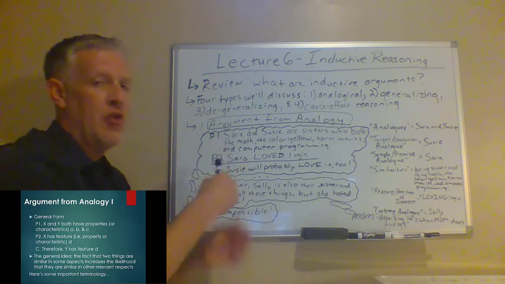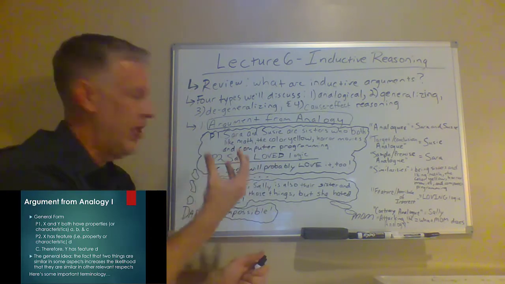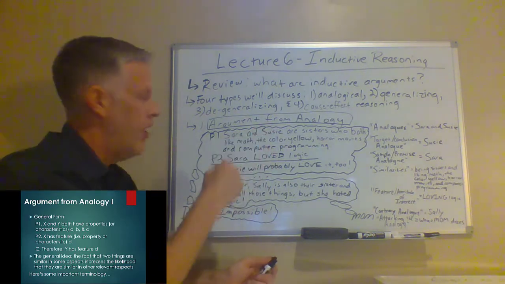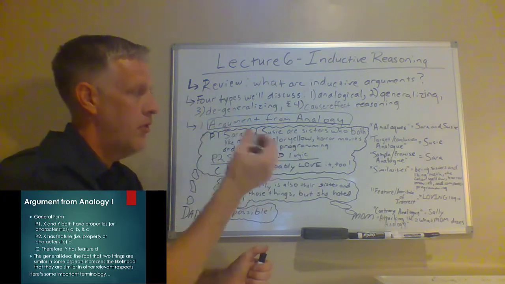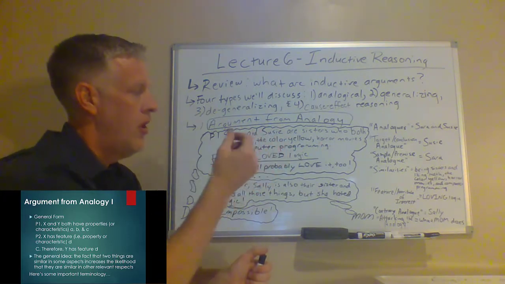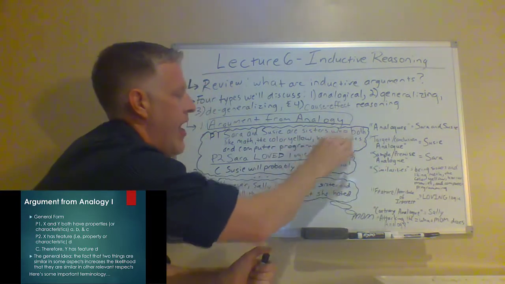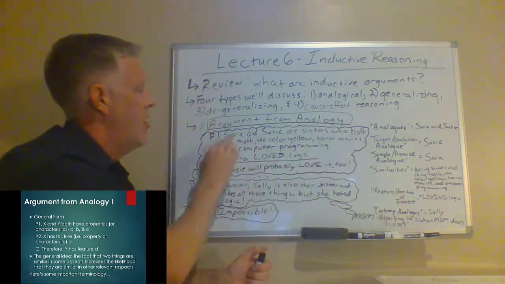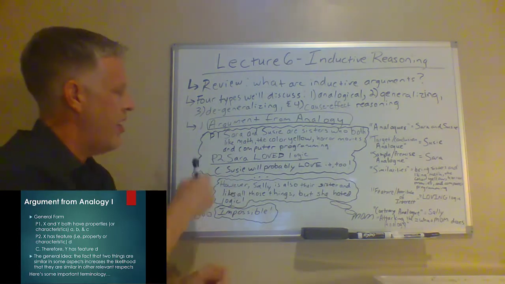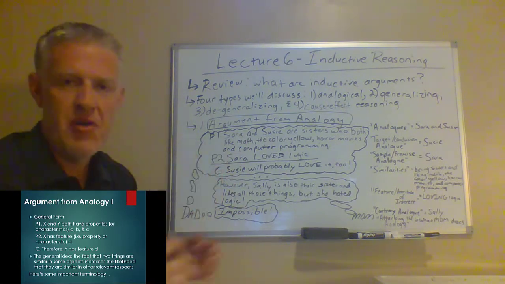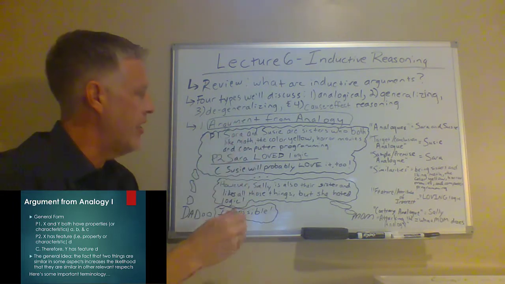We have what I labeled generally X and Y. Here, in this particular example, Sarah and Susie, okay? And then we have all these things, or traits, or characteristics, or similarities, things we know they have in common, okay? That's stated in premise one. Now, it doesn't have to be this rigid, right? Maybe that comes second in whatever the person's saying, but you get the general idea here, right?